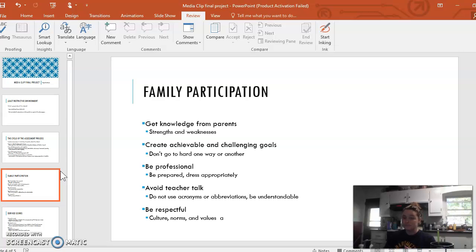Being respectful, knowing their culture, norms, values. Kids come from everywhere, and they don't all believe the same. They don't all have the same values. The parents or everybody doesn't have the same culture. I work at a school where we're right next to a military base. So I have a ton of students from different countries. And it's really important that they're respected no matter what. And that can be shown in a couple different ways: body language, tone of voice, inflection, all of those. So being respectful is super important.